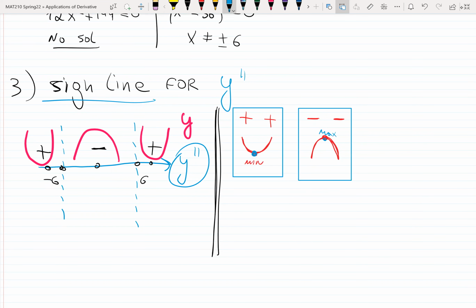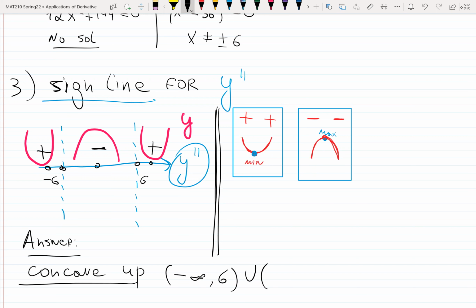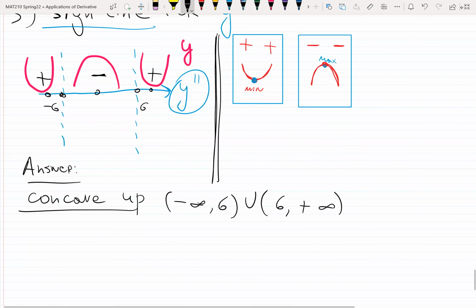Where is the original function concave up, concave down, and are there any points of inflection? Answer. The original function is concave up where the second derivative is positive. Intervals are from negative infinity to -6 and from 6 to positive infinity. The original function is concave down from -6 to 6.